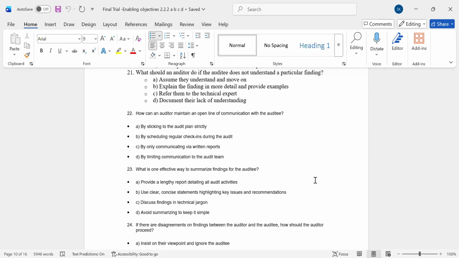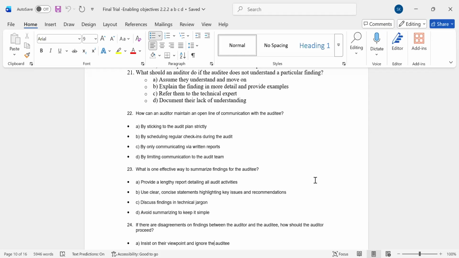22. How can an auditor maintain an open line of communication with the auditee? A, by sticking to the audit plan strictly. B, by scheduling regular check-ins during the audit. C, by only communicating via written reports. D, by limiting communication to the audit team. B, sir. By scheduling regular check-ins during the audit. Very good. Right answer.